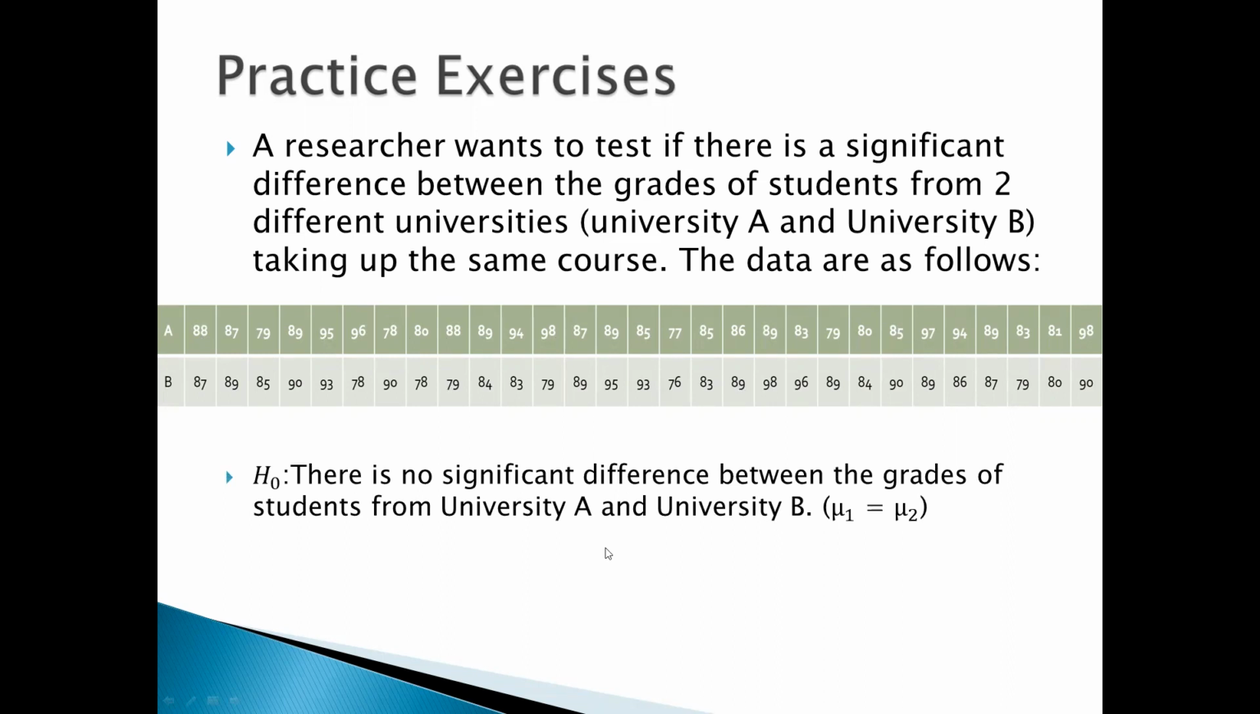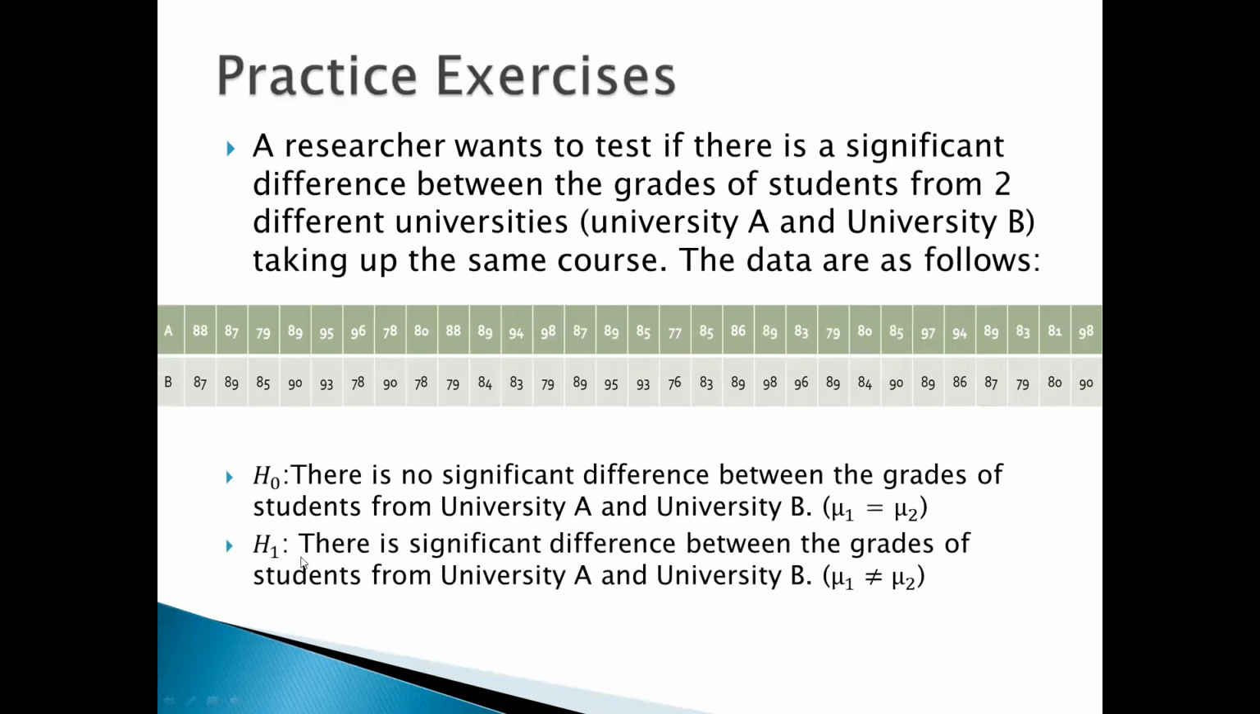So we start with the H0, or the null hypothesis. There is no significant difference between the grades of students from University A and University B. So mu1 is equal to mu2. And the alternate hypothesis, there is a significant difference between the grades of students from University A and University B. Therefore, mu1 is not equal to mu2. So we are comparing here the grades of University A and University B students.